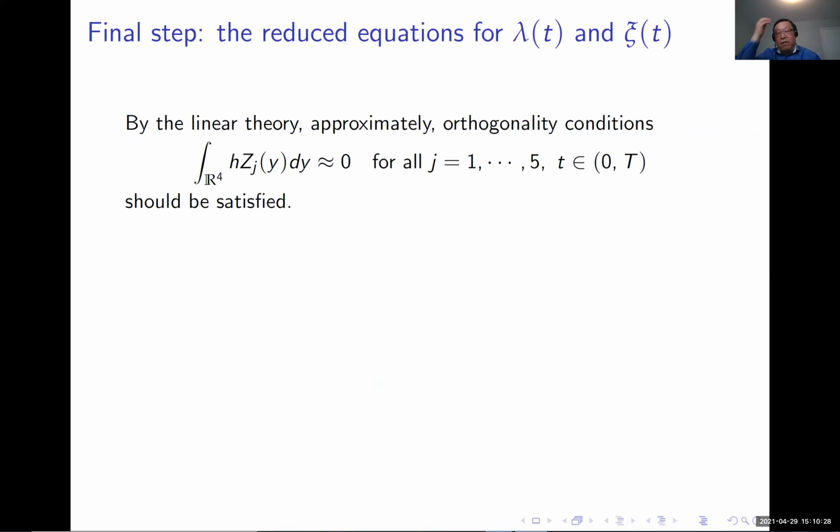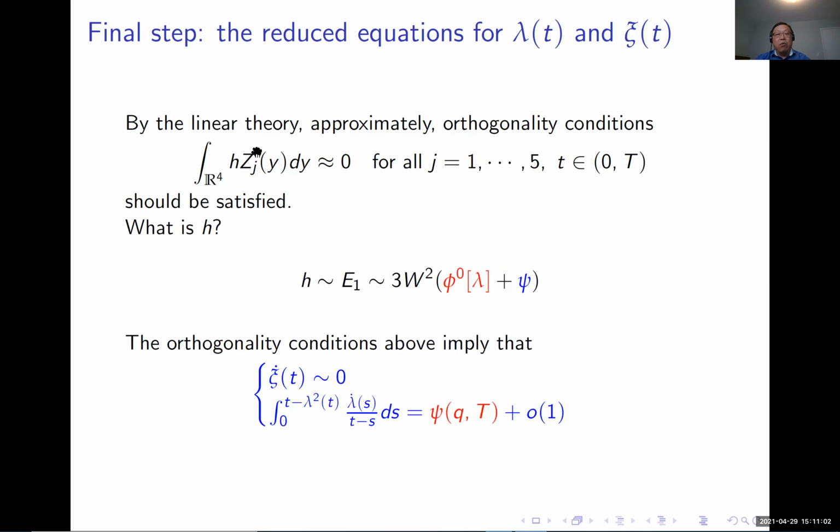So this is the linear theory. And in between the linear theory and the final problem, there are a lot of things you need to check, like the Lipschitz property and the regularity, all this. I don't have time to discuss this. So let me just explain what the final step is. By the linear theory, we need orthogonality conditions. We need 5 orthogonality conditions to solve the linear problem: 1 with respect to scaling, and 4 with respect to the translation, right?